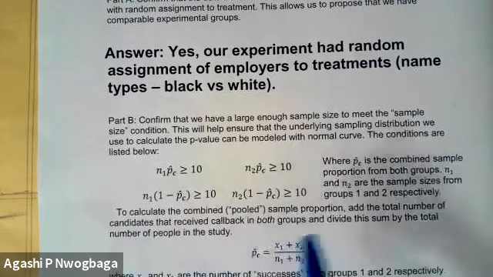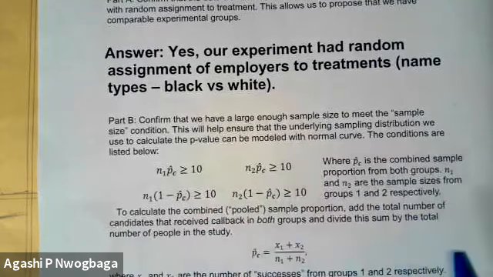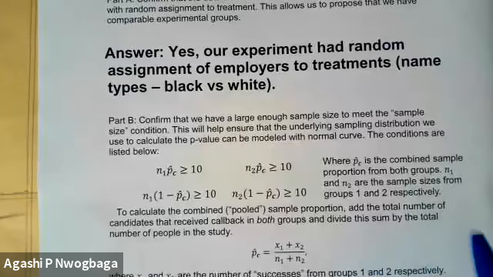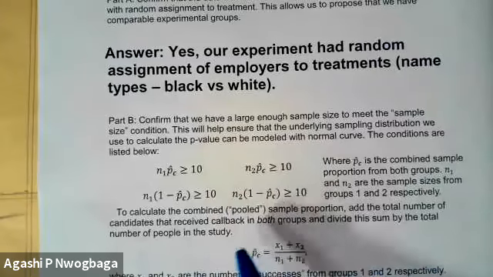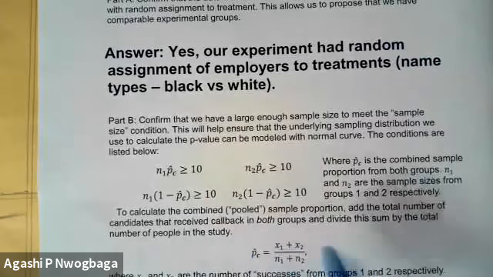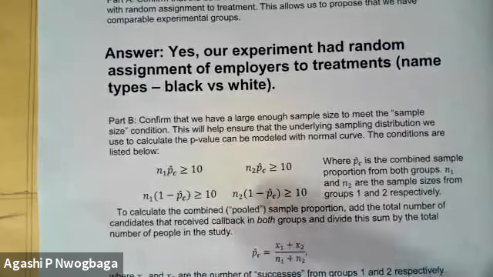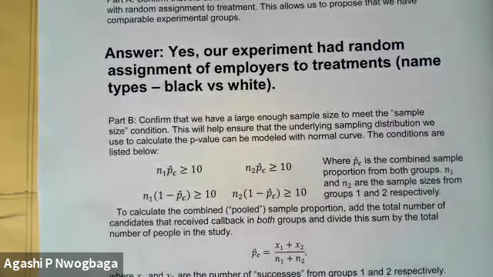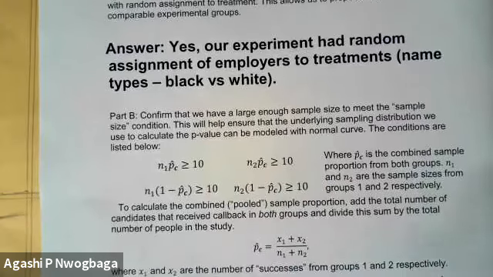To calculate the combined or pooled sample proportion, add the total number of candidates that received callback in both groups and divide this sum by the total number of people in the study. So PC equals X1 plus X2 divided by N1 plus N2, where X1 and X2 are the number of successes from group 1 and 2, the ones that received callback.